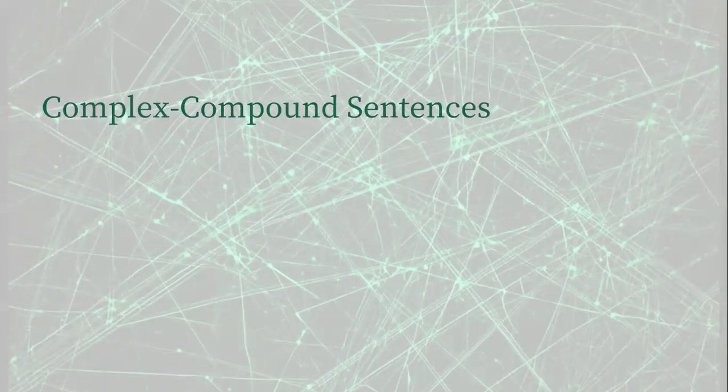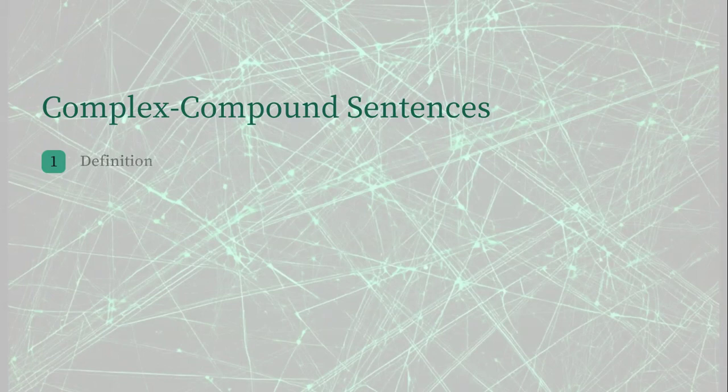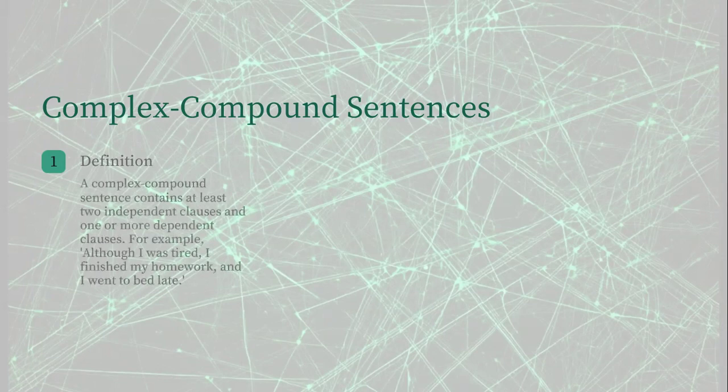The last category of sentences is complex compound sentences. As the name suggests, it is quite understandable that a complex compound sentence is a mixture of a complex sentence and a compound sentence. So a complex compound sentence contains at least two independent clauses and one or more dependent clauses. For example, although I was tired, I finished my work and I went to bed late. The sentence contains one dependent and two independent clauses.